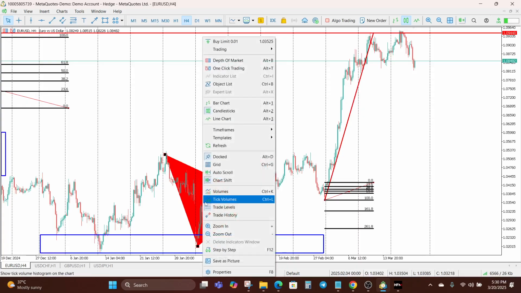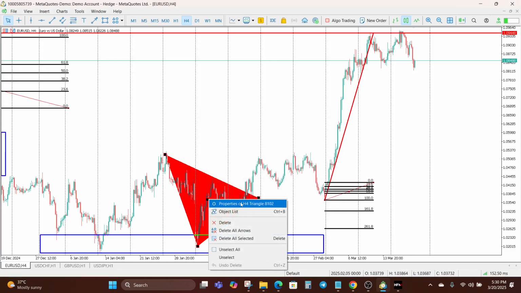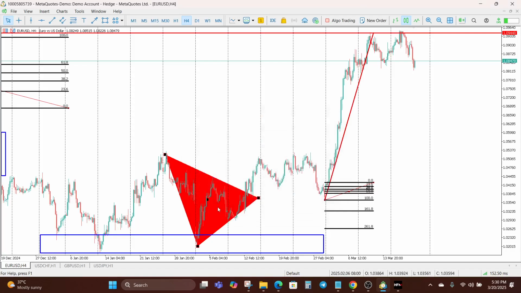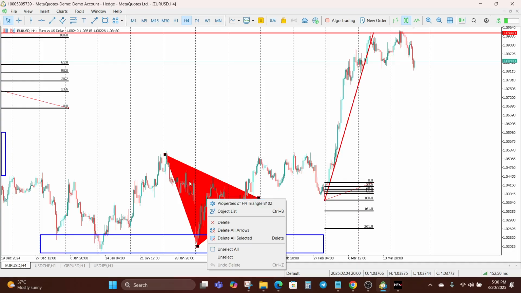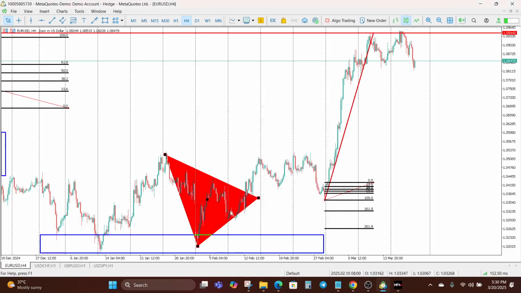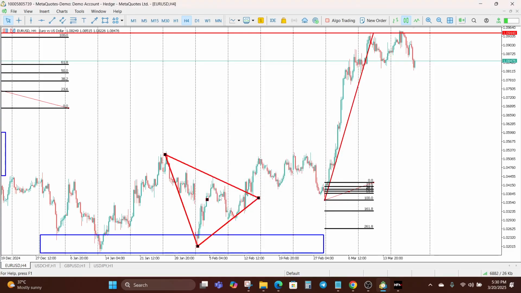But here you can see what that draw object as background does. It seems like it does something different. It takes the shape behind the price, behind the candlesticks. I think that is what it does. But if you remove this option, you're going to see that the price is as if it's coming forward, if I'm not mistaken. So basically you just have to understand the difference in the functionality between the MT4 and the MT5.